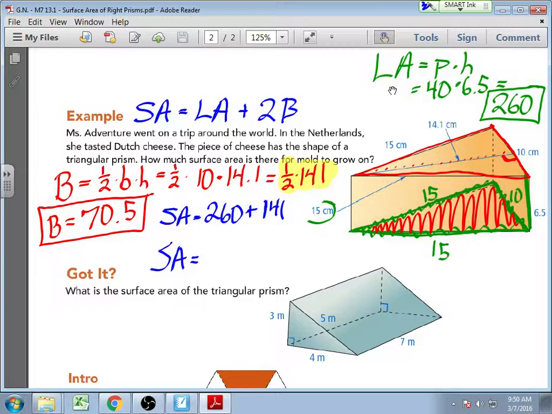So our surface area in the end becomes 401 feet squared. Not feet cubed. Check your label. Centimeters squared.